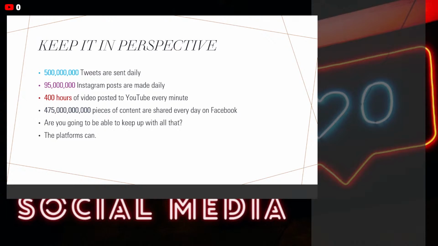Right, and these are some old numbers, so I can only assume it's gone up since this point. Right, but that's 500 million tweets. That's 500 million tweets that are sent daily. 95 million Instagram posts made daily. 400 hours of YouTube videos posted to YouTube every single minute. 400 hours a minute.